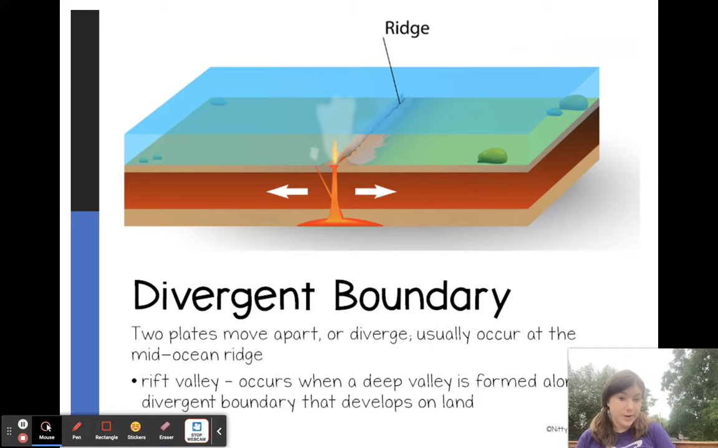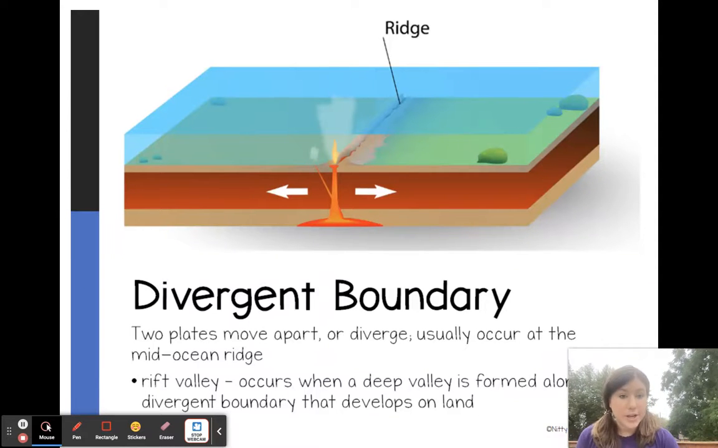A divergent boundary, so this is where plates are moving away from each other. This is where we get seafloor spreading. This is where we get mid-ocean ridges, right? So if it's on land, you'll get a rift valley. So the Great African Rift Valley is a divergent plate boundary, and eventually that will fill in and become a sea and an ocean eventually. Not in our lifetimes. It'll take millions of years, but eventually that will happen.